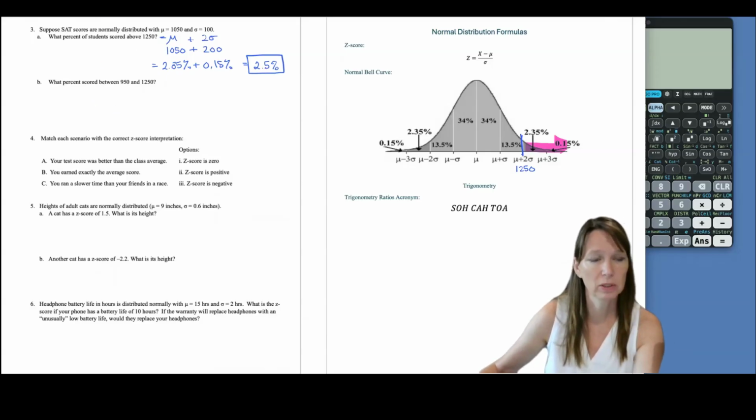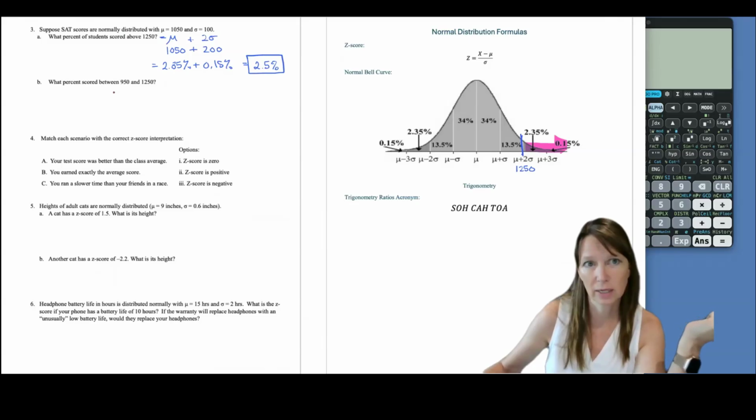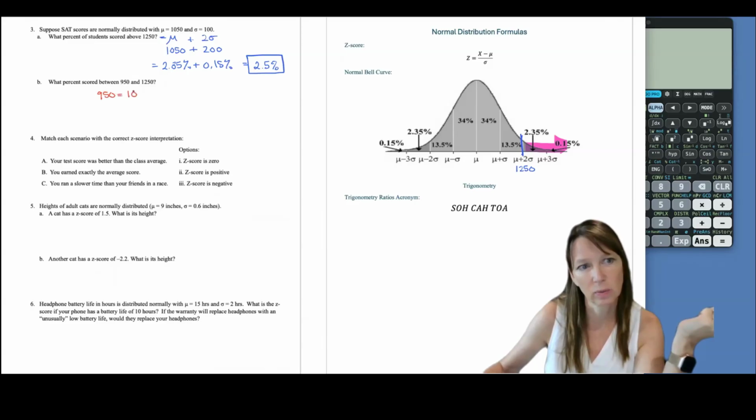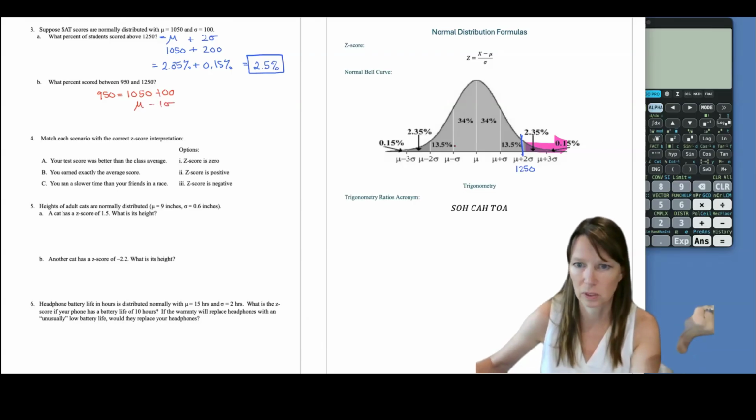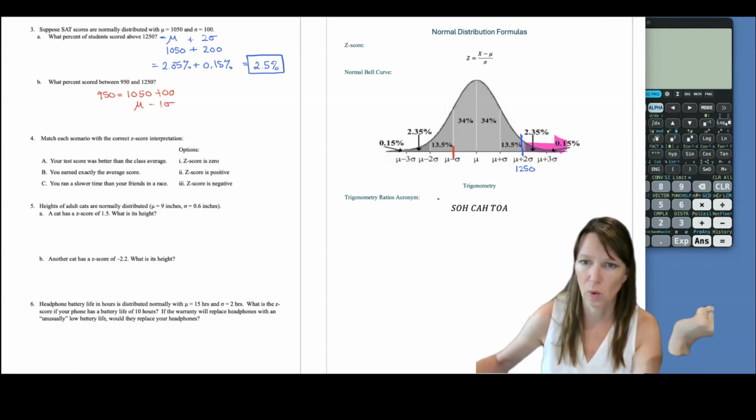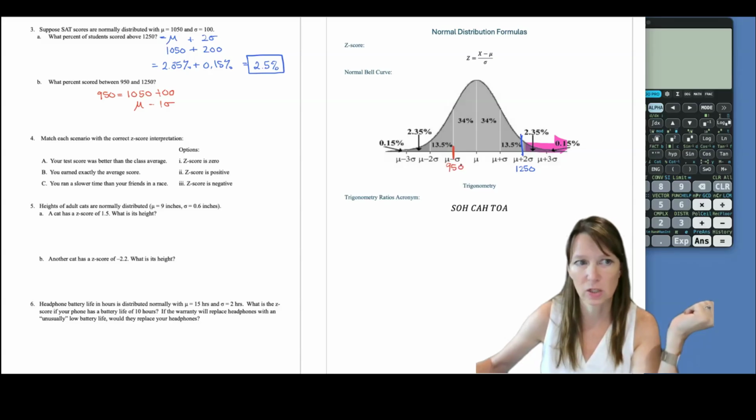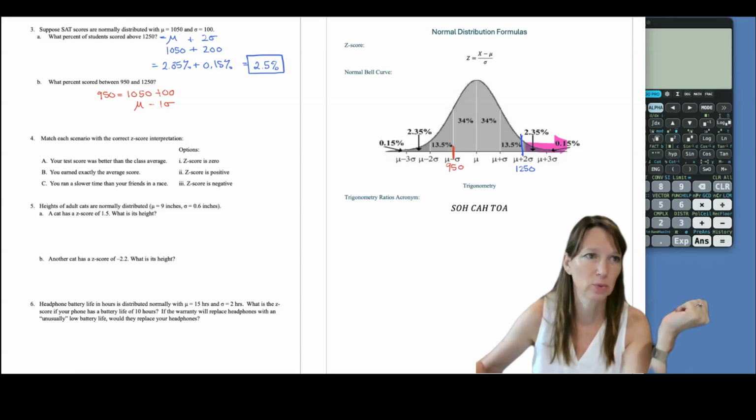What percent scored between 950 and 1250? So again, we're dealing with the 1250, but now we need to know 950 in relationship to the mean. 950 happens to be 1050 minus 100. So that's the mean minus 1 standard deviation. So it's sitting 1 hop to the left of the mean, and you want to know everything in between.